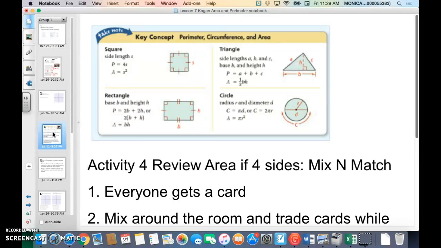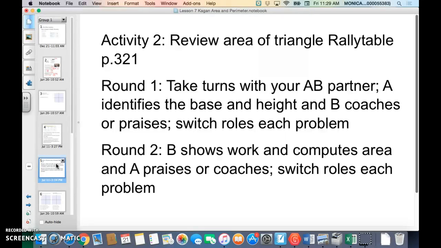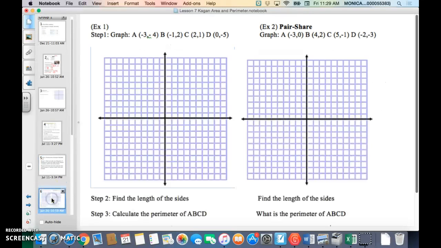And so please remember that the perimeter is when you add up the sides going around a shape, and the area is when you multiply length times width. So here are the formulas we're going to look at. And there is a practice activity. You'll have to see me. You're going to take turns identifying the base and the height, and then switching roles in triangles.